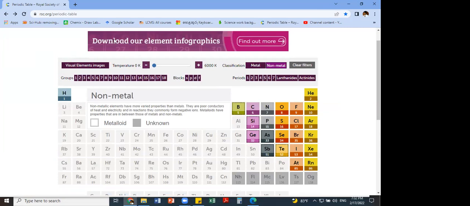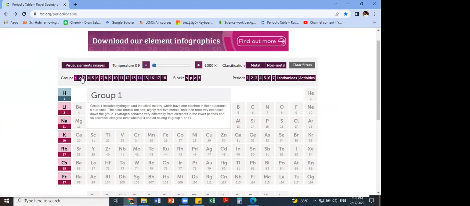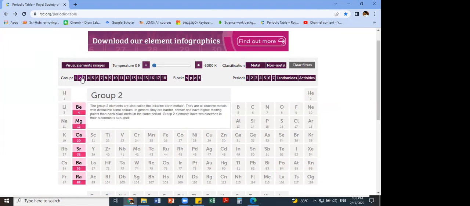No need to memorize. You can use your mobile phone, even now you can check. If you take group 1, then only group 1 will be highlighted. If you click on group 2, the group 2 metals will be highlighted. So how many groups are there? There are 18 groups, right?